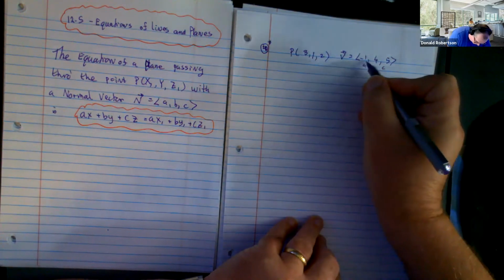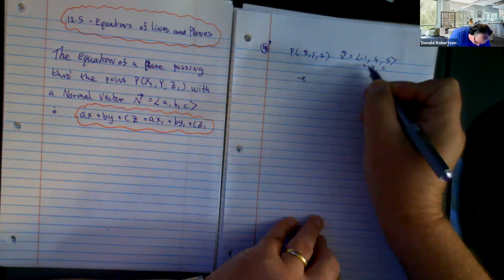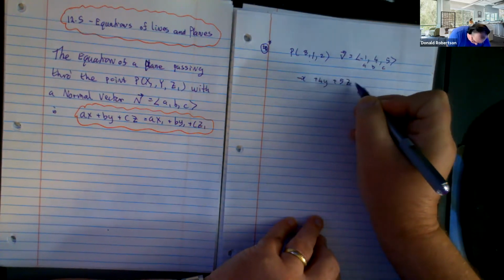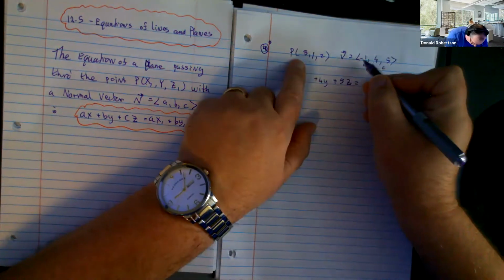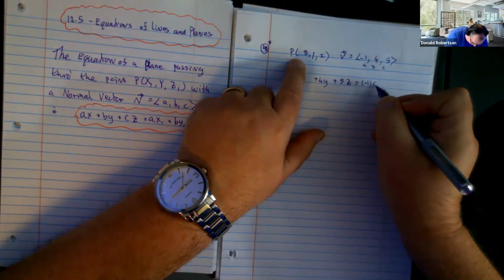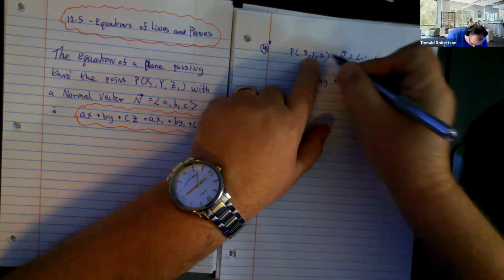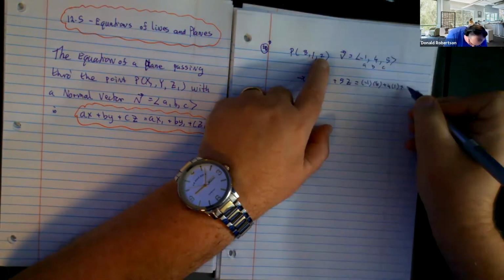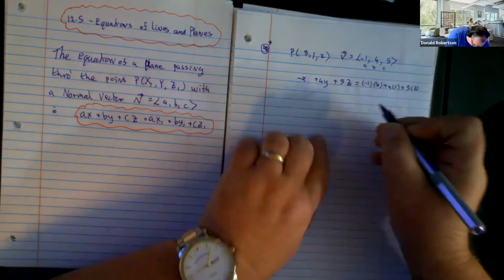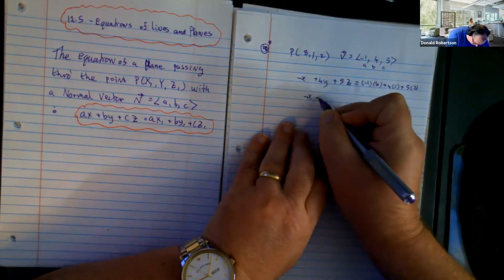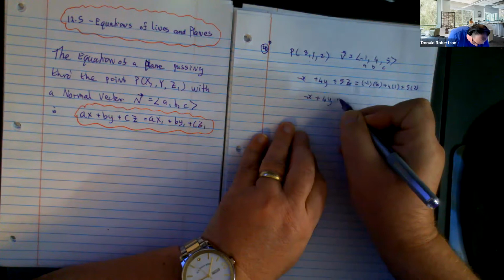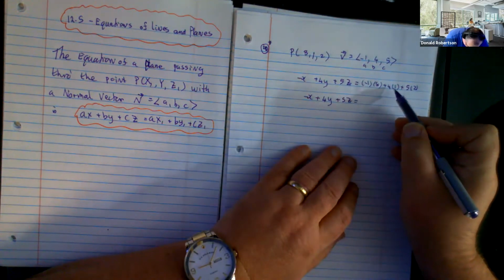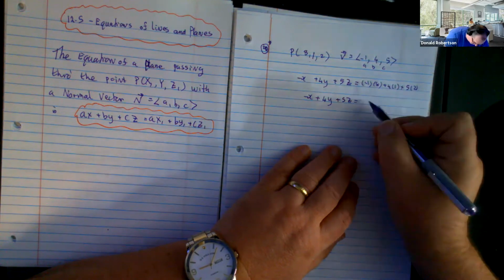So -x plus 4y plus 5z, and then you do a dot product. So you go -1 times 8, 4 times 1, and 5 times 2. And in this case then, it's -x plus 4y plus 5z, -8, -4, 6. And that's the equation.